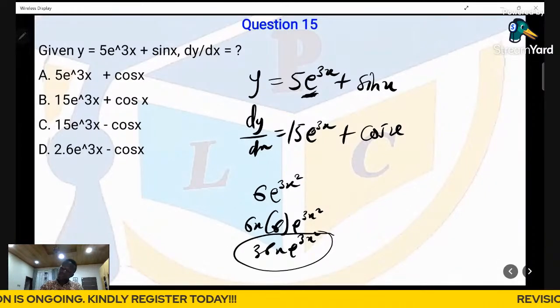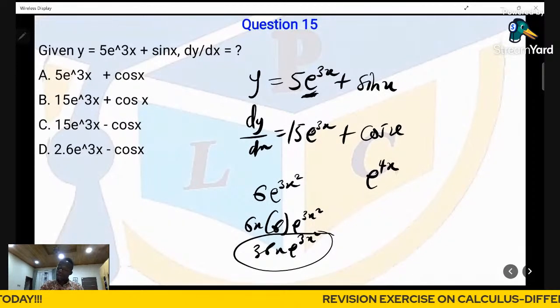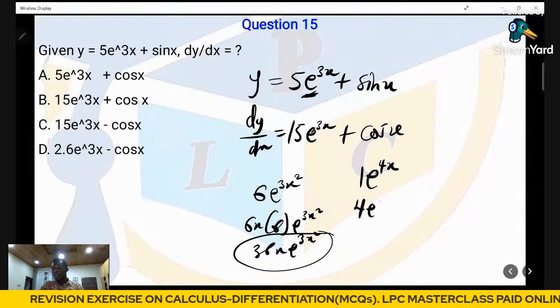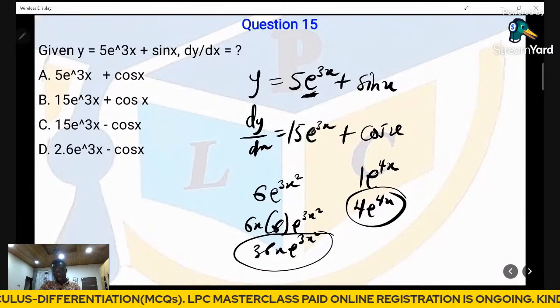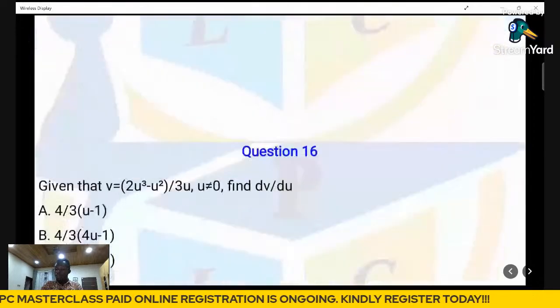So if I have, say, e with, let's say, 4x, it becomes what? Here the coefficient is 1. So when I differentiate 4x, I'm getting what? 4. So it becomes 4. Then I repeat this, e with 4x. This is how we differentiate this exponential kind of function. So let's take note of that.